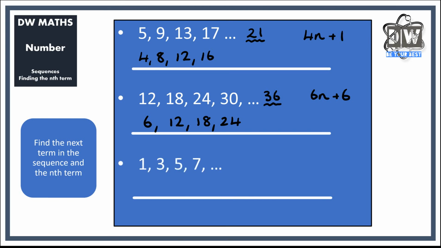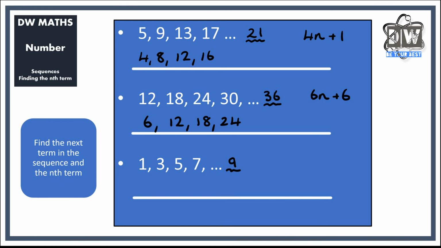I'm going to do this one for you as well. Do these along with me. Make sure you're doing these along with me. Our term-to-term rule is we're going to add 2 each time, aren't we? We're going to add 2 from 1 to 3, 3 to 5. So what's our next term going to be? It's going to be 9.